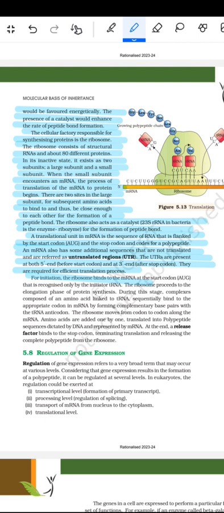For initiation, the ribosome binds to the mRNA at the start codon AUG, which is recognized only by the initiator tRNA. The ribosome then proceeds to the elongation phase of protein synthesis.